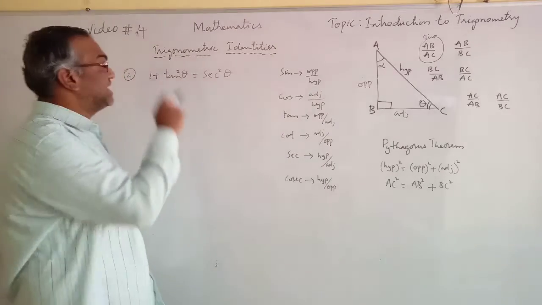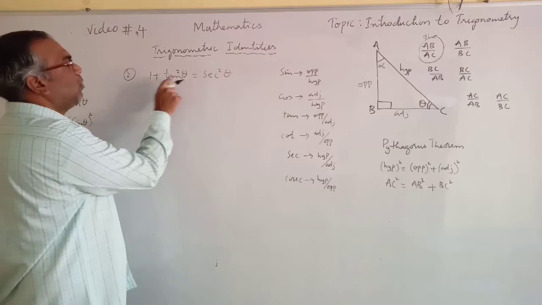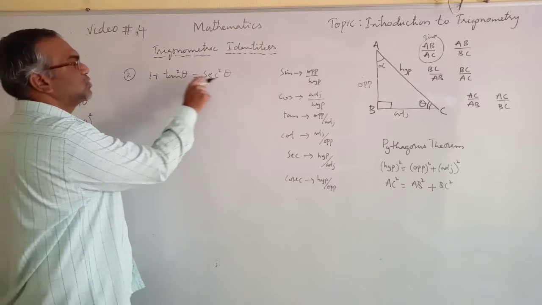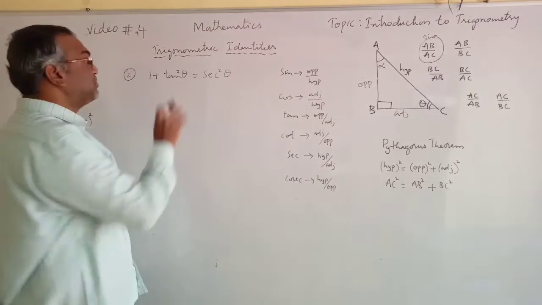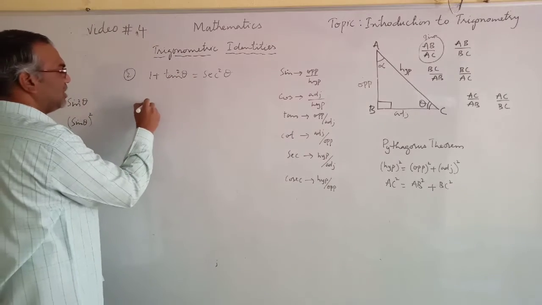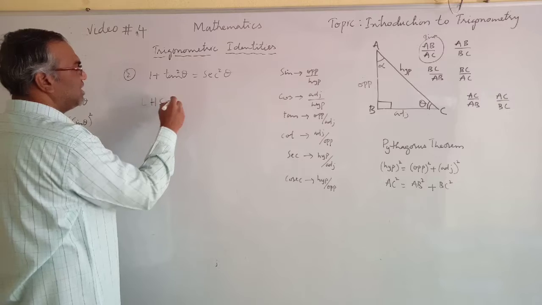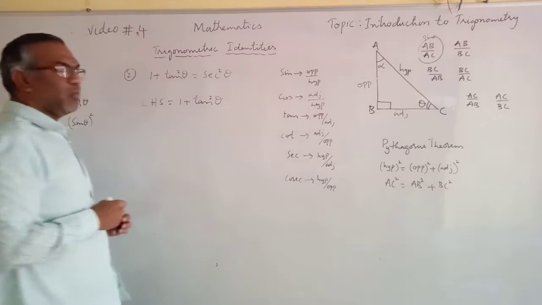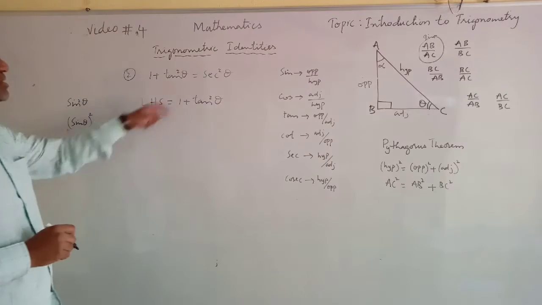Now let's discuss second identity. Second identity is 1 plus tan square theta is equal to sec square theta. Now again take LHS, we'll prove it. LHS is 1 plus tan square theta, right?